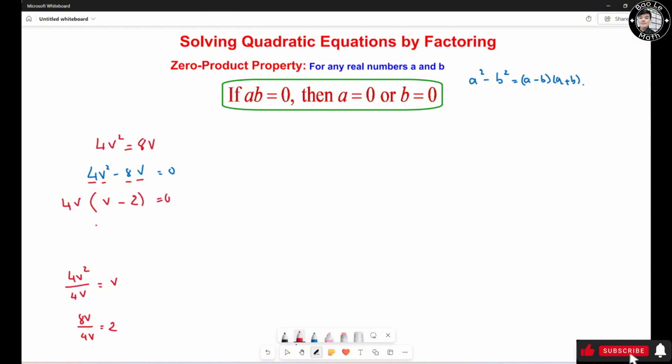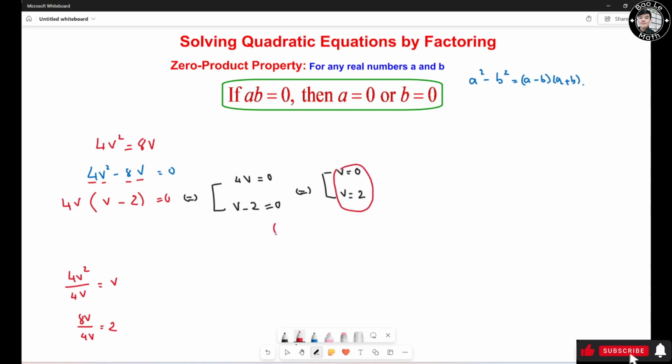And then this turns out to be a zero product. So it's going to be 4v equal to 0, and then v minus 2 equal to 0. For the first one, you divide both sides by 4, so v equals 0. The second one, you need to add 2 to both sides, so v equals 2, right? So you have two solutions, 0 and 2, right?